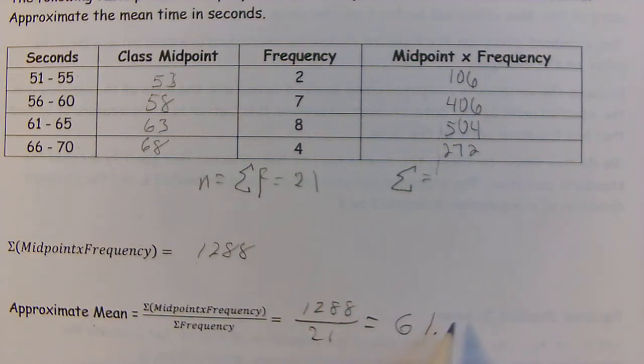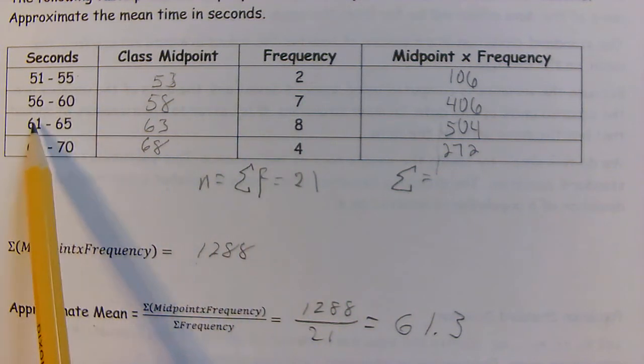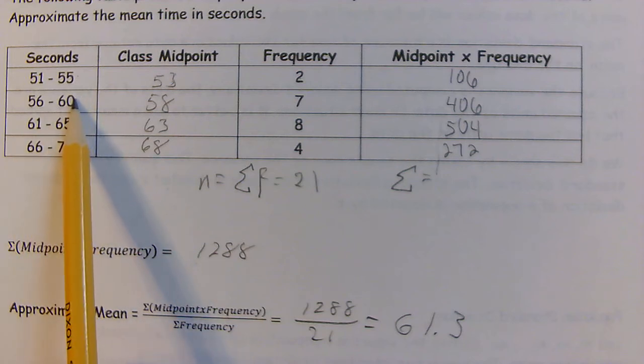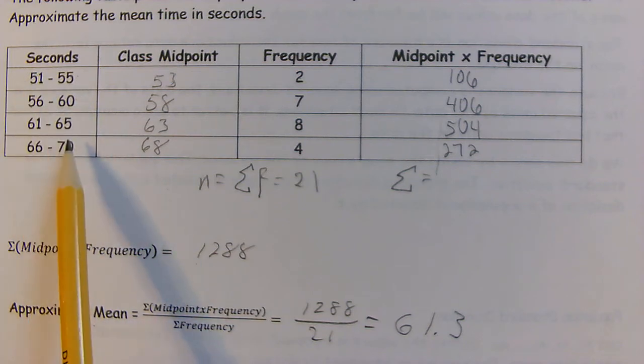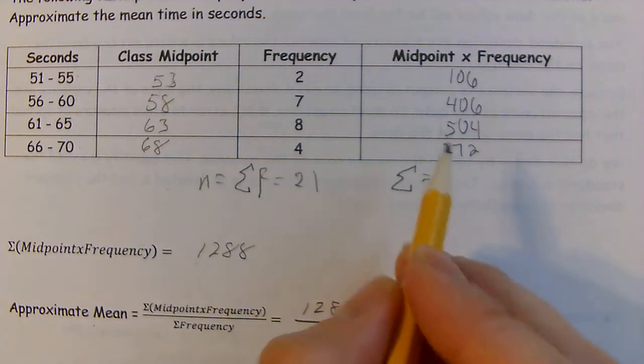So I'm going to do 61.3 seconds is the approximate mean, which makes sense. The majority of my people are here, 60 to 61, 60 seconds, 61. So it should fall in and make sense, as it does. Approximate mean. Sorry.